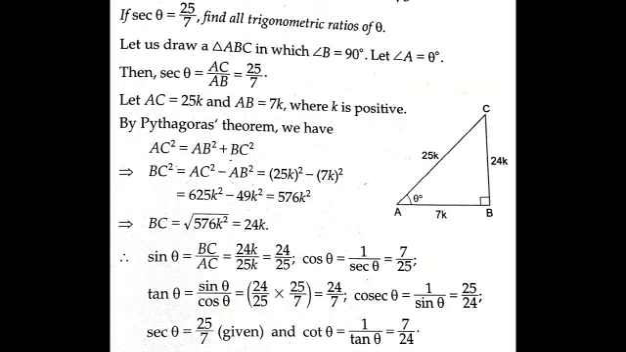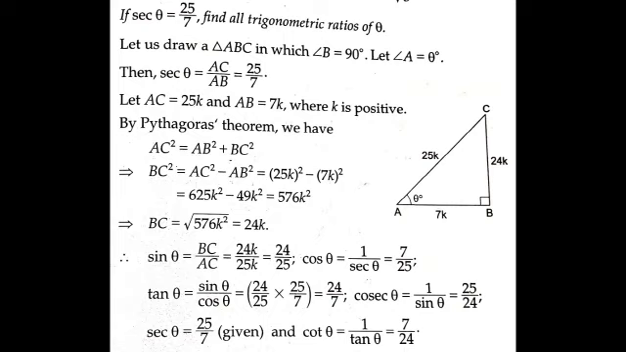Which results as 576k square. Therefore, BC is equal to root under 576k square, which gives us 24k. Now, for other trigonometric ratios, here I have first sin theta. Sin theta is defined as perpendicular by hypotenuse. So, BC by AC, which is equal to 24k by 25k, that is equal to 24 by 25.